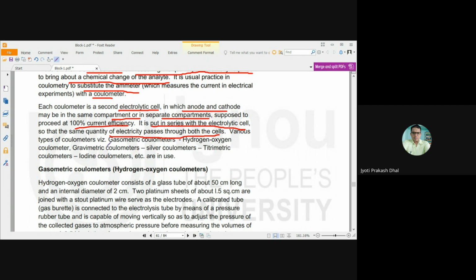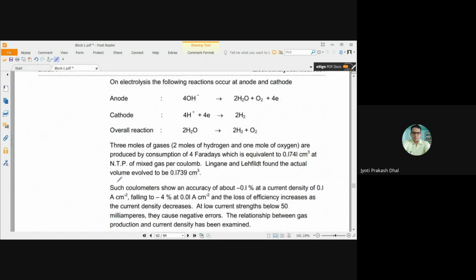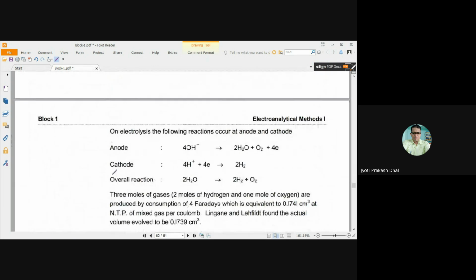Various types of coulometers are there. The first one is the gasometric coulometer, one type of which is the hydrogen oxygen coulometer. The next one is the galvanic coulometer, that is the silver coulometer, and the next one is the titrimetric coulometer, that is the iodine coulometer. Here we will discuss the different types of coulometric methods.